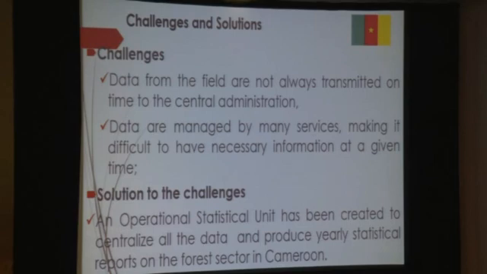Data are managed by many services, making it difficult to have necessary information at a given time. So when you need some information, you need to go through the different services to gather it. As a solution to this, the ministry has put in place an operational statistical unit that is responsible for centralizing all the data and producing a yearly statistical report on the forestry sector. We have been doing this since 2014.